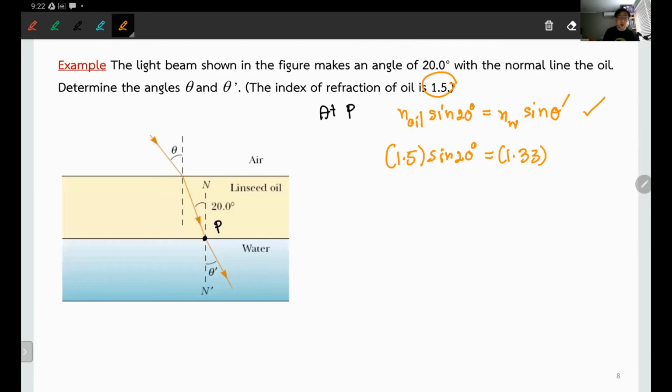But in the exam, of course, all the n will be given, so you don't have to think too much about it. And then you should be able to figure out what should be the theta prime from here. Okay, try one more time.